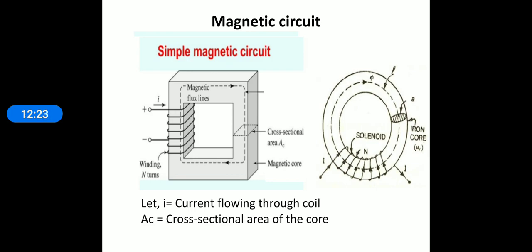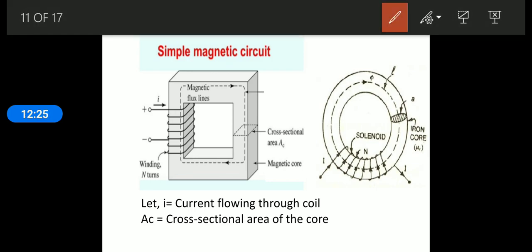Then what is the magnetic circuit? Here the figure shows the magnetic circuit. This is also a magnetic circuit. This is the magnetic core, and this is also a magnetic core. The core is iron; this magnetic core is in rectangular form, and this magnetic core is in circular form. The working of both magnetic circuits is the same.